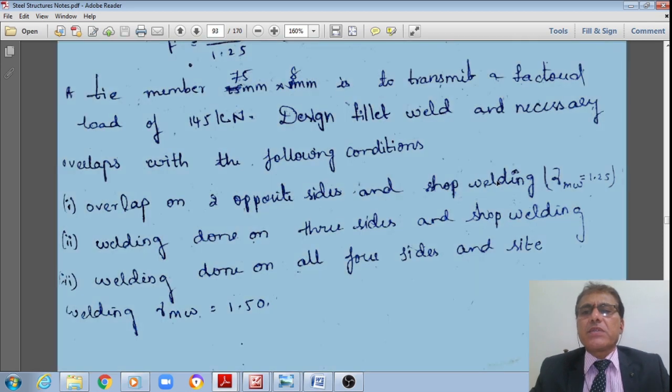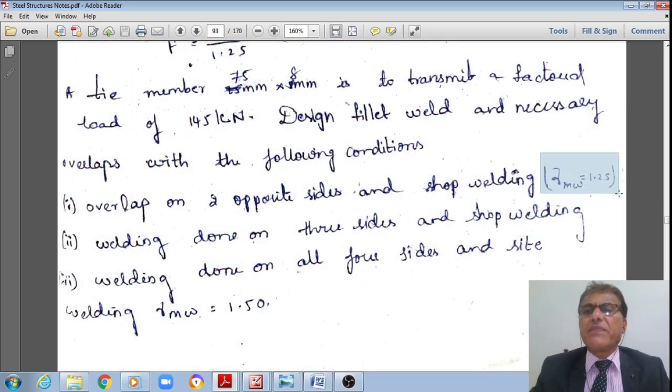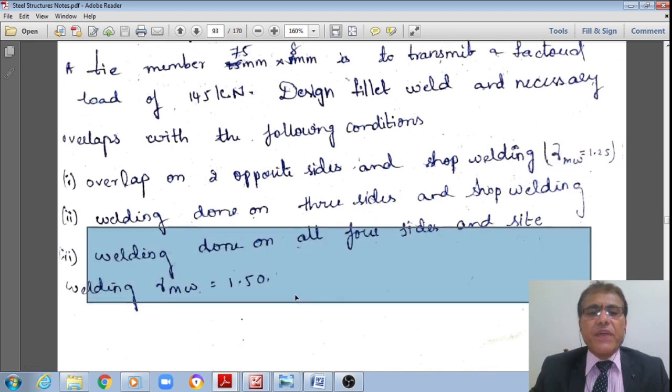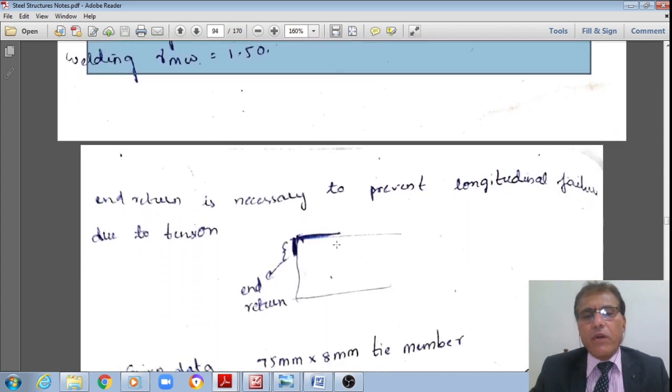Once it is shop welding, then we know the partial safety factor for that weld, gamma MW is equal to 1.25, student. Whereas for the site welding, the partial safety factor for the weld is equal to 1.5. We have already seen that.